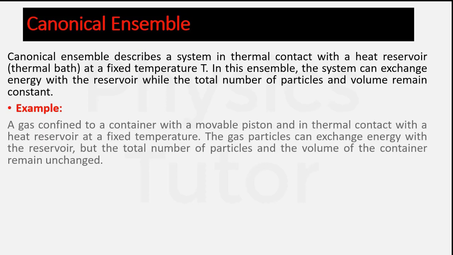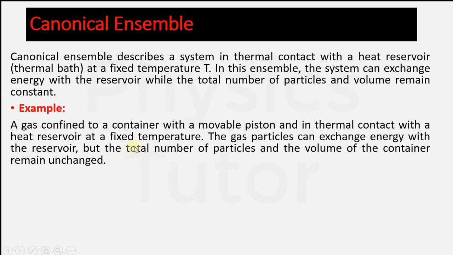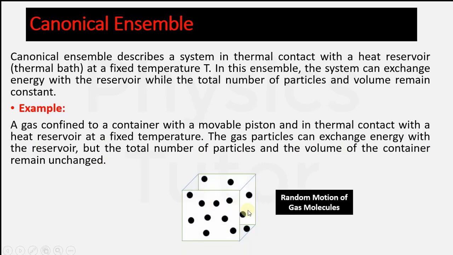In a simple example, if we see a gas confined to a container with a movable piston and in thermal contact with a heat reservoir at a fixed temperature, the gas particles can exchange energy with the reservoir, but the total number of particles and the volume of the container remain unchanged. So here you can see the box or a system. At fixed temperature, particles can exchange their energy with the surrounding but have constant volume and number of particles. These two conditions are necessary for the canonical ensemble.